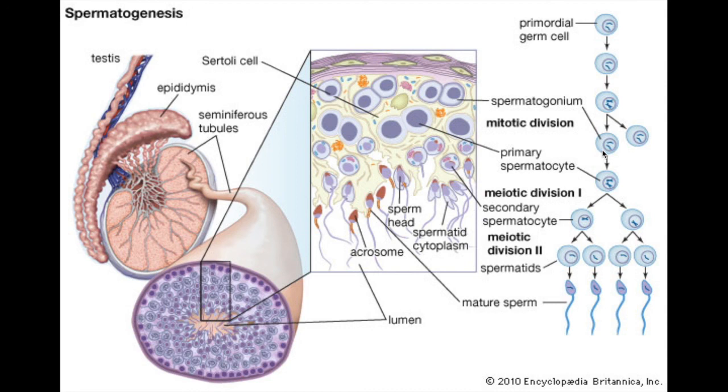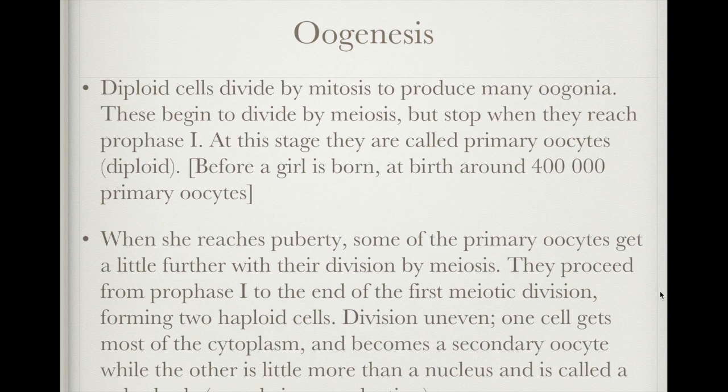Spermatogonia, which grow to form what? Primary spermatocytes. The first division of meiosis then takes place, forming two haploid secondary spermatocytes. The second division of meiosis then produces haploid spermatids, which mature into spermatozoa. Sperm. Great. Now, oogenesis, what happens here?